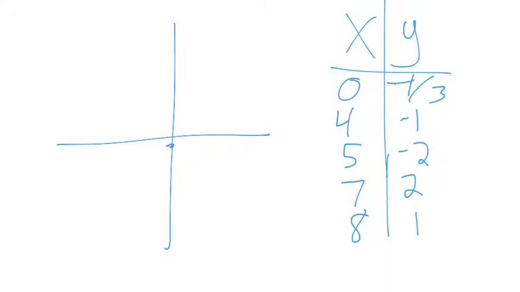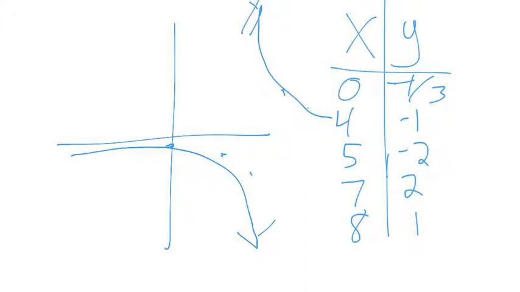0, negative 1/3 is a dot there. 4, negative 1, that's roughly there. 5, negative 2, it's a dot there. 7, 2, it's a dot up there. 8, 1 is a dot roughly around there. So without a calculator, it will give you a rough sketch. You'll just probably want to grab more points if you don't have any inkling of what the shape's going to look like. So that's how you can graph this.